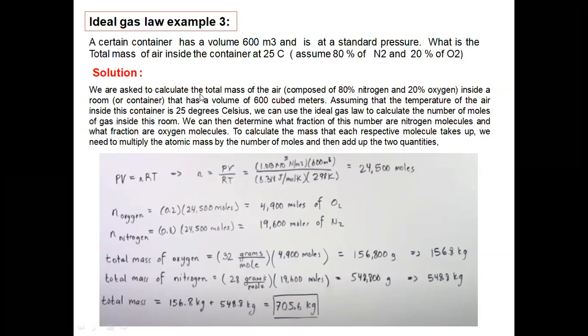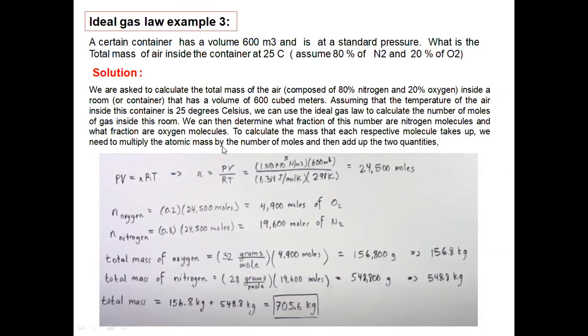Okay, we are asked to calculate the total mass of the air, composed of 80% nitrogen and 20% oxygen, inside a room or container that has a volume of 600 cubic meters. Assuming the temperature of the air is 25 degrees Celsius, room temperature, we can use the ideal gas law to calculate the number of moles of gas inside the room, and then determine what fraction are nitrogen molecules and what fraction are oxygen molecules. To calculate the mass each takes up, we multiply the molar mass by the number of moles and then add up the two quantities.